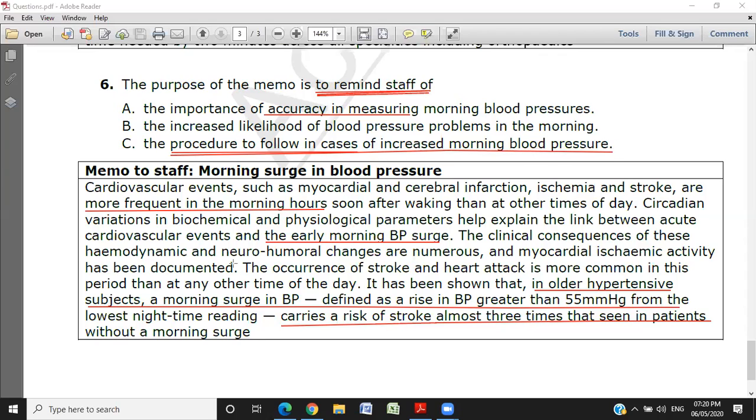The paragraph doesn't tell me anything about what I should do if the blood pressure is high, and the importance of accuracy in measuring. So the paragraph doesn't tell me what steps I need to follow while measuring blood pressure, or give me any guideline as to how I can ensure the accuracy of the measurement that I've taken.